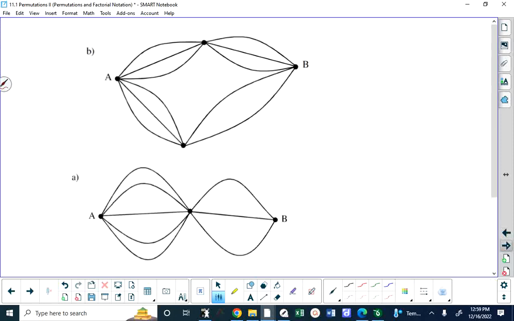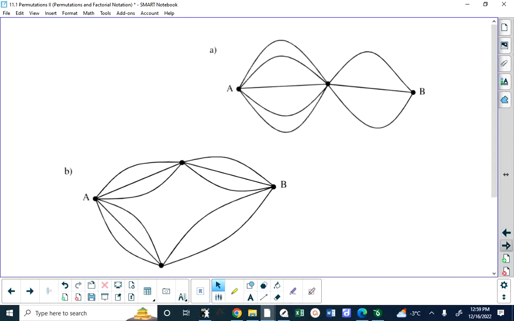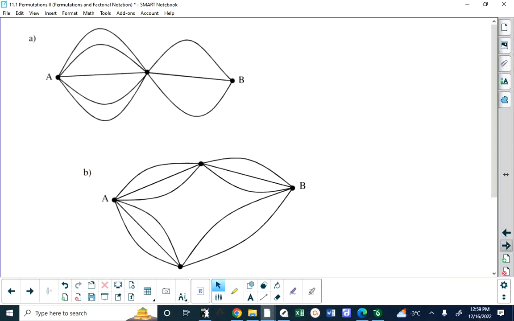Is this 4? Okay. So you were asked to determine how many ways you can go from... I have a feeling I have these in, A is the bottom one, right? We'll do A first. How many ways can you go from A to B?